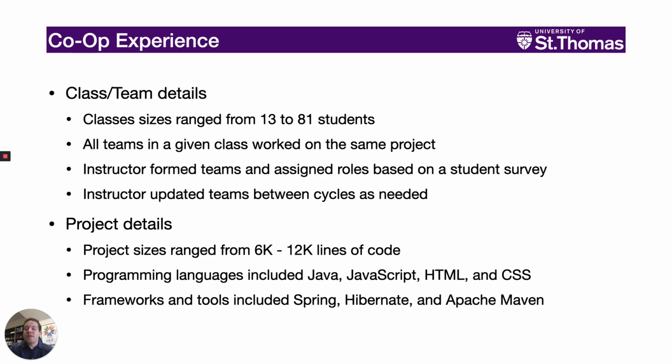CoOp has been used in class sizes ranging from 13 to 81 students. In each instance, all teams worked on the same project. The instructor formed teams and assigned roles based on student surveys, and teams were updated between cycles as needed. The projects maintained using CoOp ranged from 6 to 12,000 lines of code, focused on Java-based web applications, and included frameworks and tools like Spring, Hibernate, and Apache Maven.